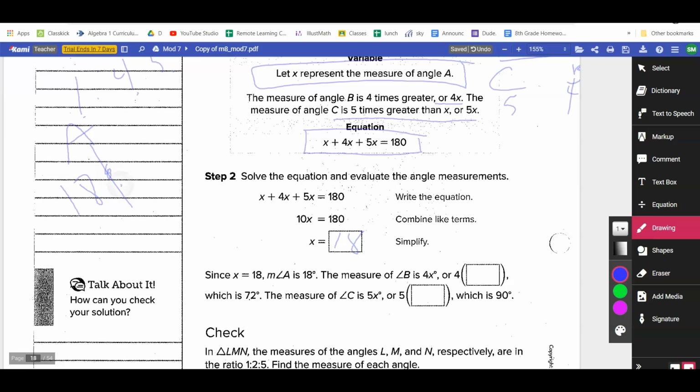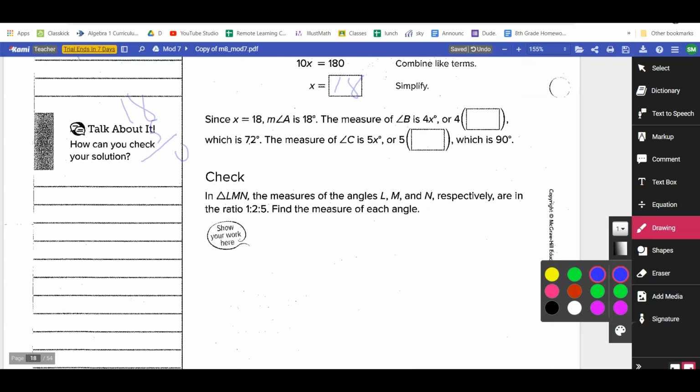Now the second one is going to be 4 times that. So 4 times 18 is 72. And the next one will be 18 times 5, which is 90. Now, if I take those together, 18 plus 72 plus 90, I believe that adds up to, and it should equal, oh, thank God, my calculator. All right, that equals 180 degrees. So I want you to do the check. Do the check right now.